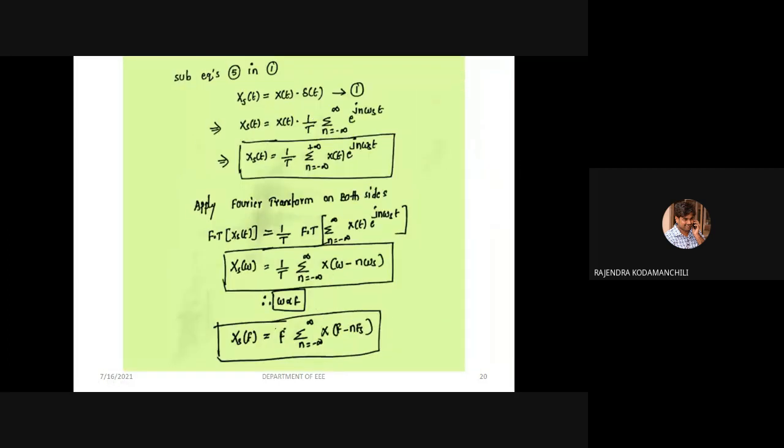Now we are applying the Fourier transform. We are getting x of t becomes x s of omega. x of t e power j n omega s becomes x of omega minus n omega s. Okay, here this is the derivation. It's enough. As per your convenience, omega is also replaced by f. Simple. So this is the final.